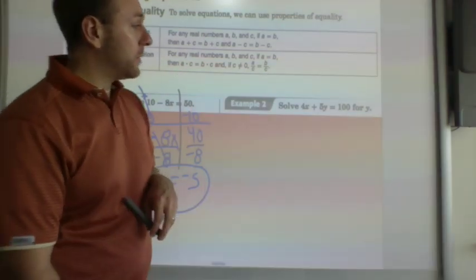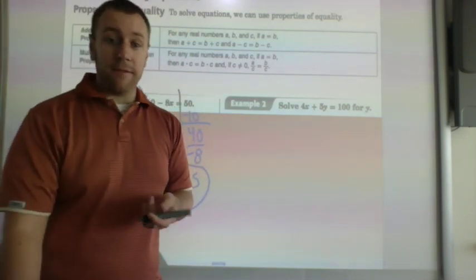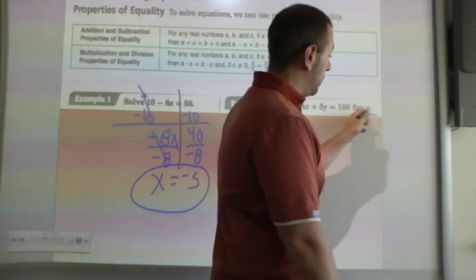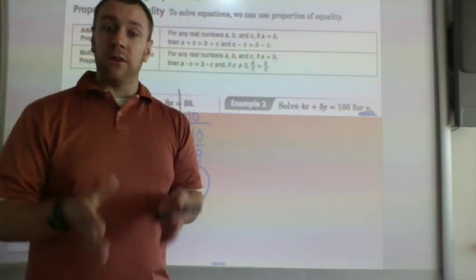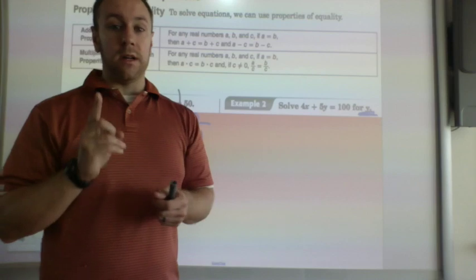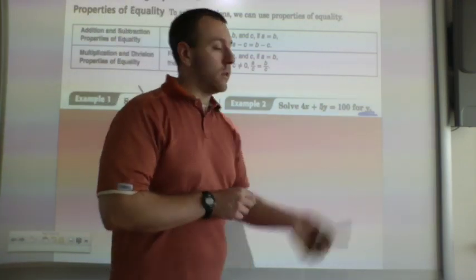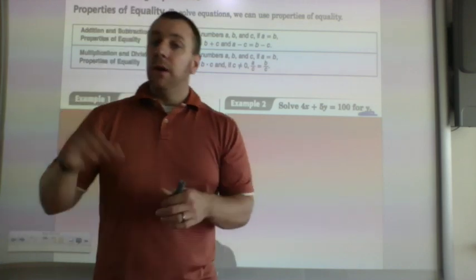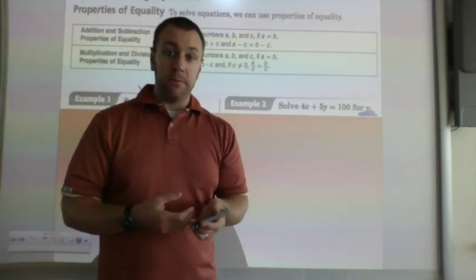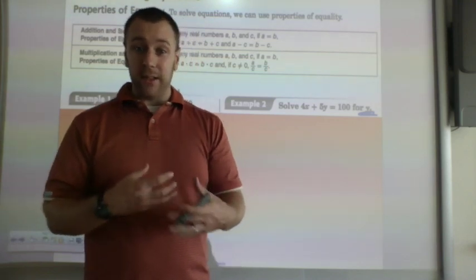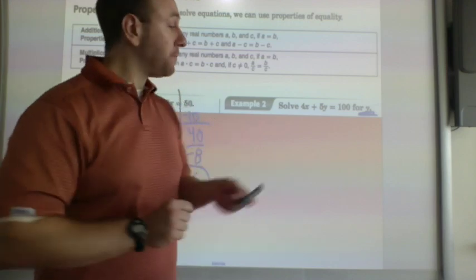Now, the trick with this one, and we're going to get into more of this when we start graphing, is now we have to solve for y. Whenever you're solving for a variable, you're not going to get one number. So you see how it's 4x plus 5y equals 100. Whenever you have two variables, you're not going to be able to solve that equation. You're only going to be able to rearrange the numbers so that you can get one variable isolated.